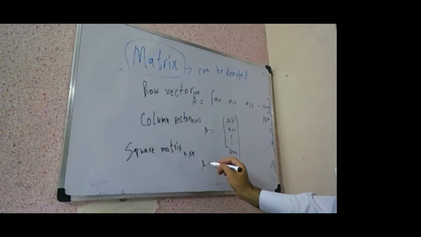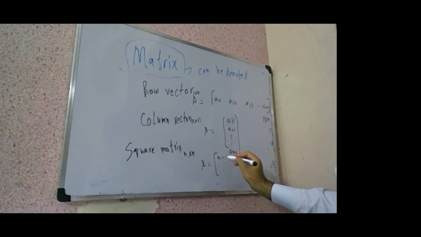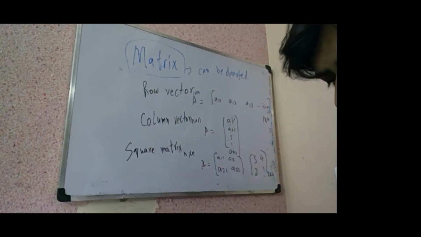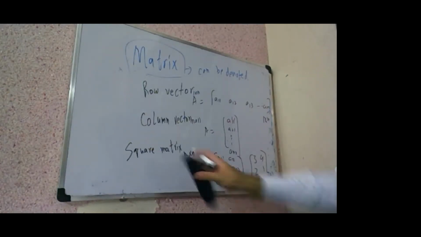This is a square matrix: A11, A12, A21, A22. Remember, you can put any number, for example 3, 4, 2, 1. This is a square matrix because it is 2 by 2, 2 rows and 2 columns, right? So when the number of rows and the number of columns are equal, we call it a square matrix.